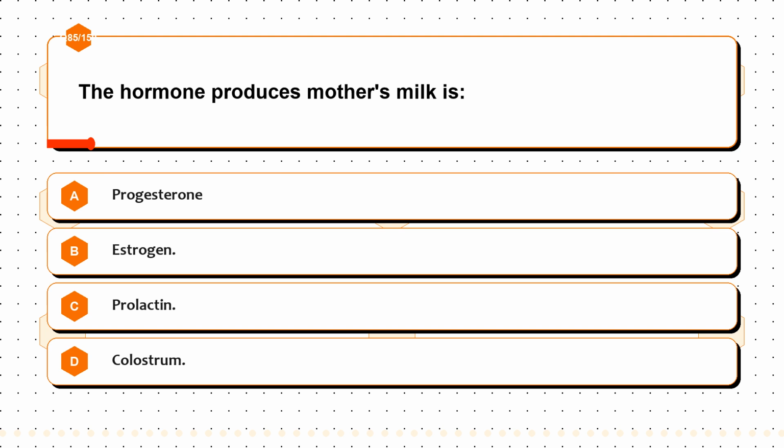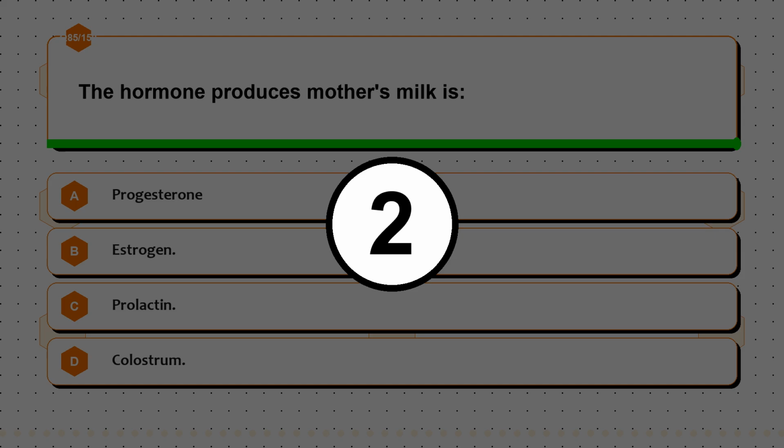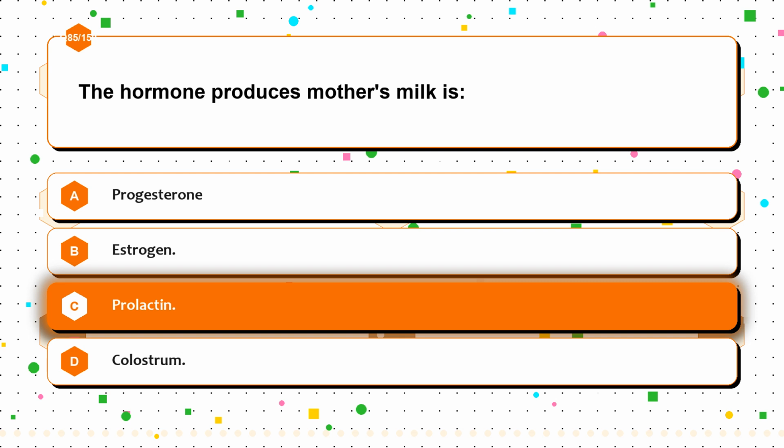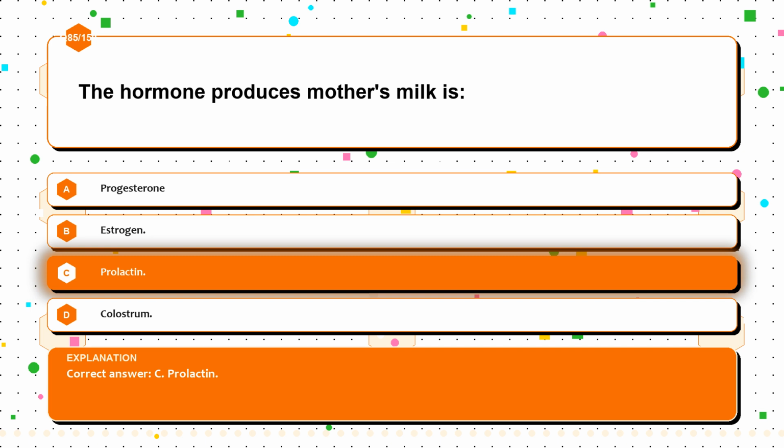Question 85. The hormone that produces mother's milk is. Here are the options. Option A, progesterone. Option B, estrogen. Option C, prolactin. Option D, colostrum. The correct answer is option C, prolactin.